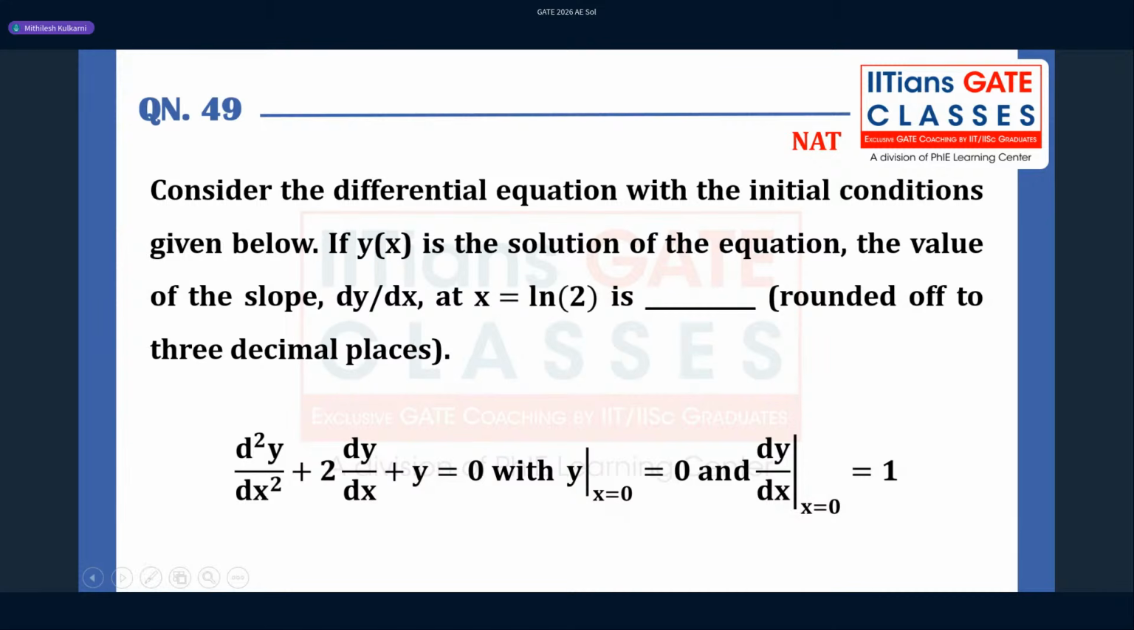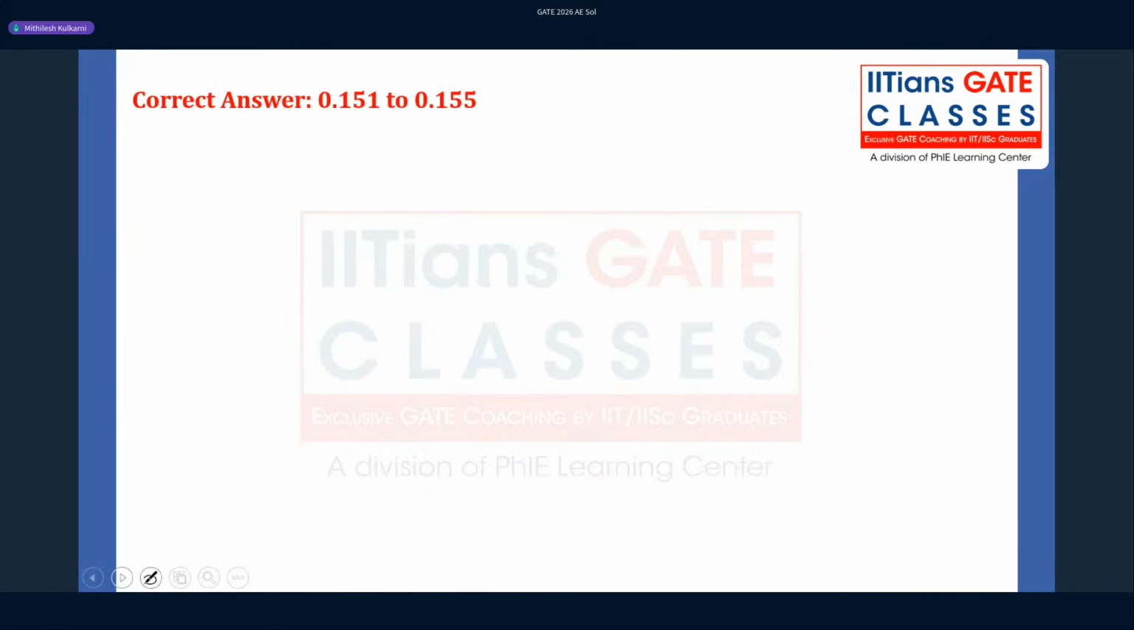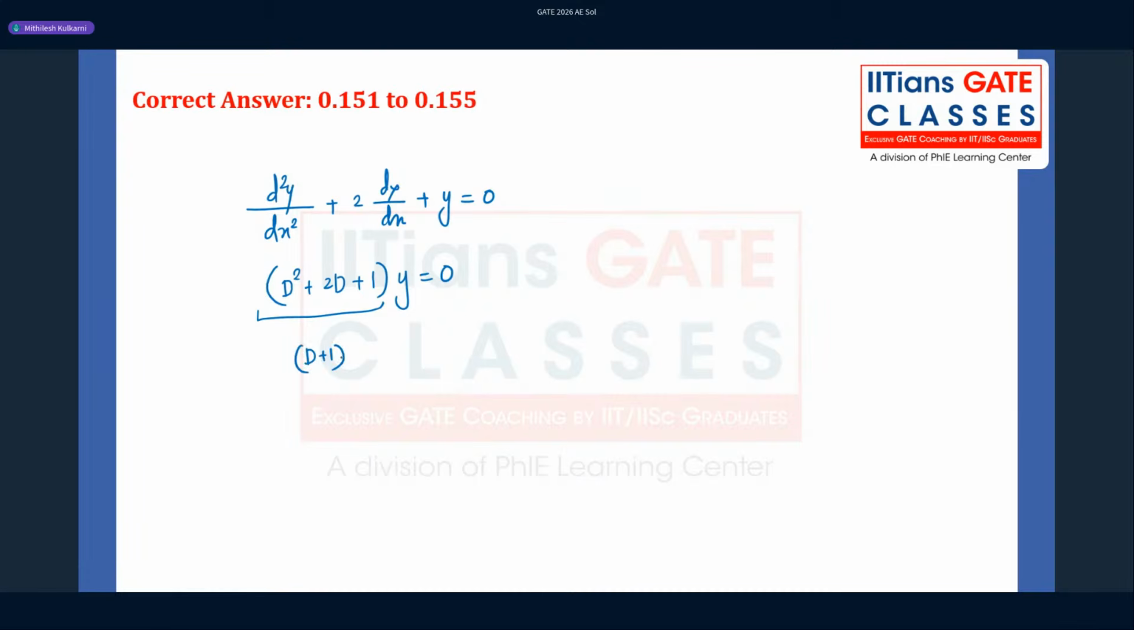I will write this differential equation on the next slide. d2y by dx square plus 2 times dy by dx plus y equal to 0. D square plus 2d plus 1 operating on y equal to 0, you can say. And you can consider this as an algebraic equation, which is d plus 1 whole square equal to 0. It means d is equal to minus 1, minus 1.